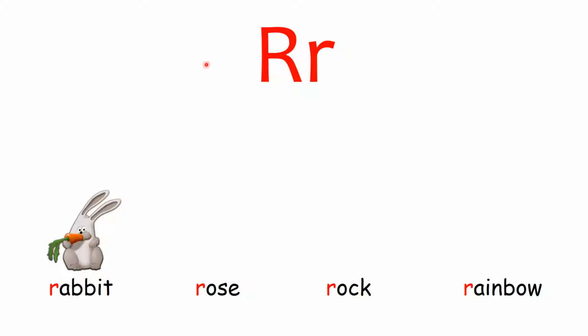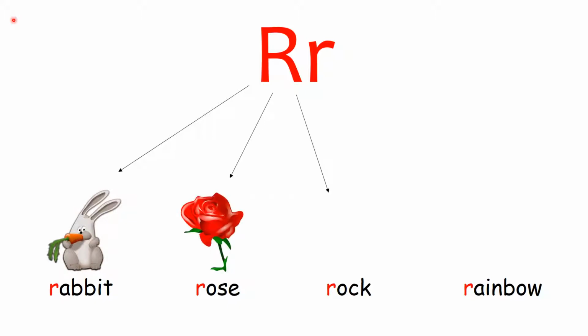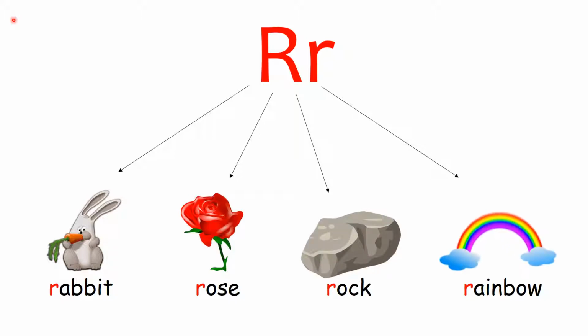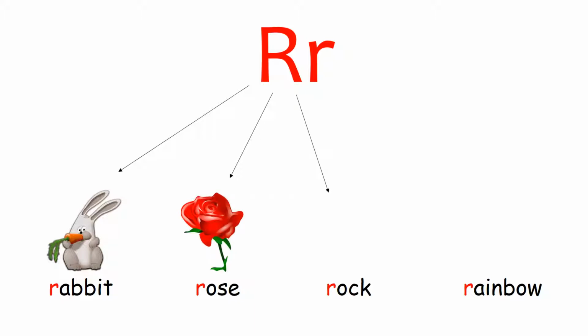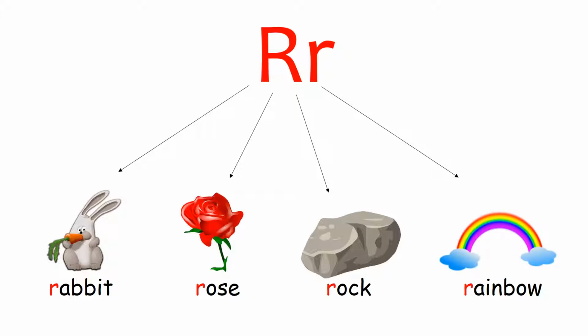Let's read with the beginning sound of R. Sound it first. Begin. R. Rabbit. R. Rose. R. Rock. R. Rainbow. It's your turn. Sound it first. Begin. Great!